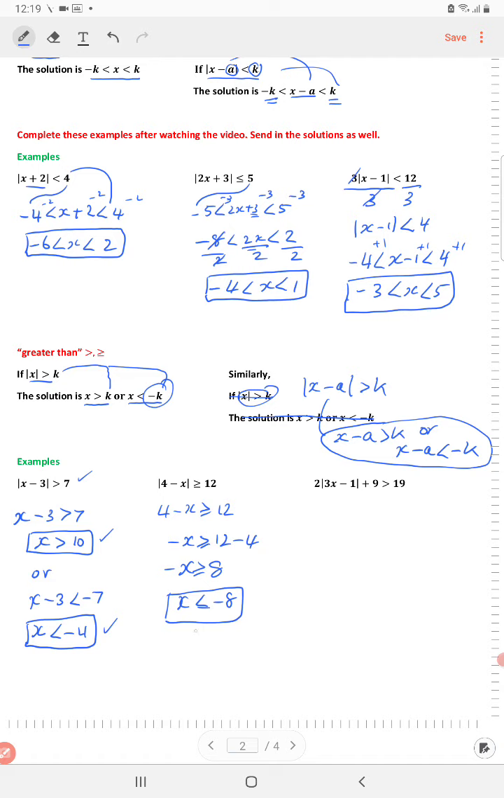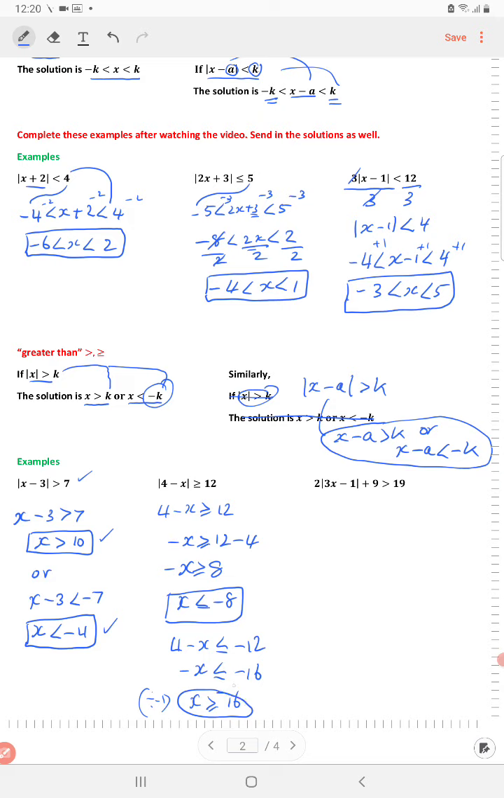And the second bit. 4 minus x less than or equal to minus 12. So minus x less than or equal to minus 16. Divide by negative 1. So x greater than or equal to 16. There. That's the second part.